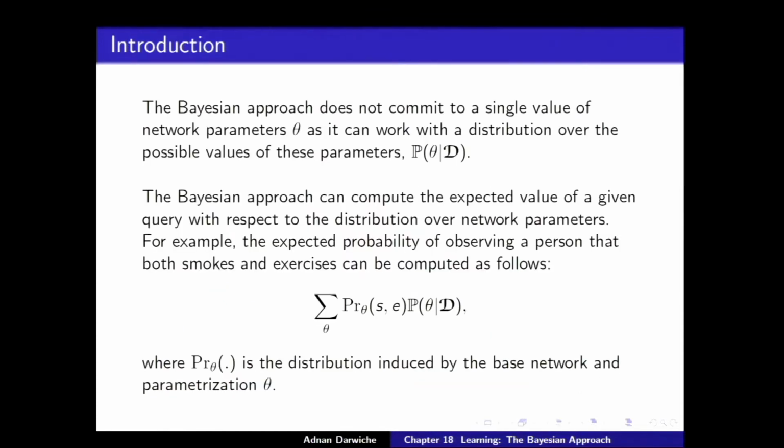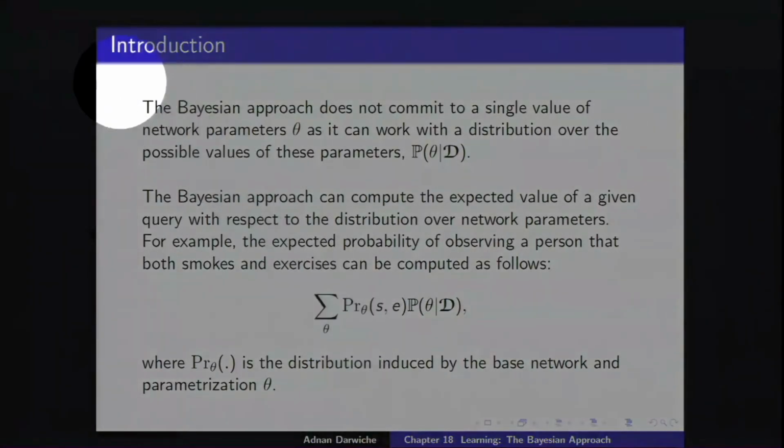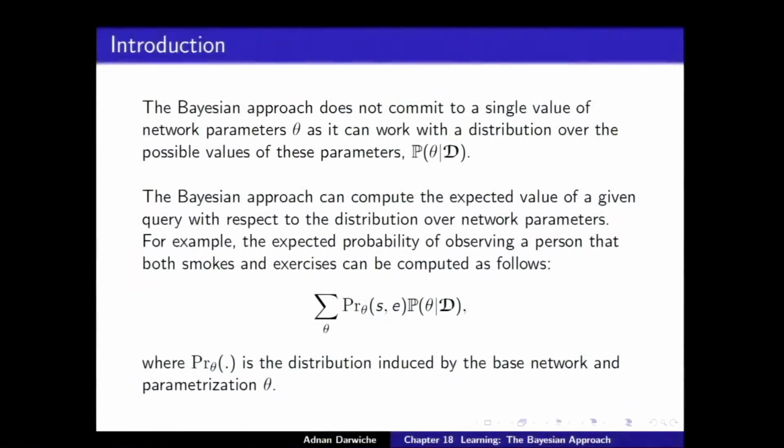Okay, once more, look what you can do here. The Bayesian approach, this is pretty important, does not necessarily commit to a single value of network parameters. So when we did the maximum likelihood approach, we were after what? One particular estimate. I give you a network, I give you a data set, and I say, what are the parameter estimates? You bring them to see, here they are.